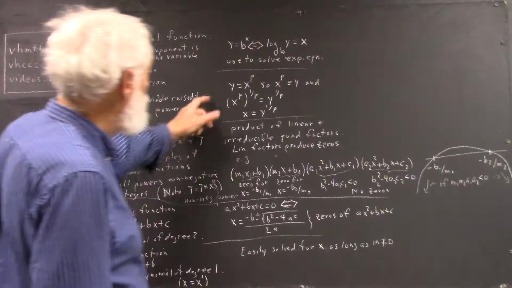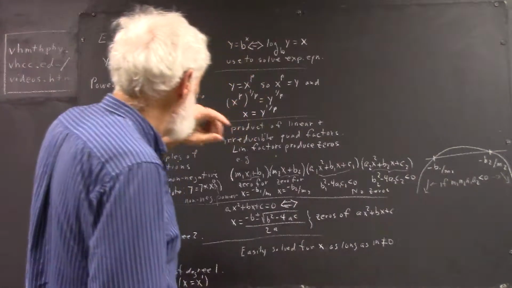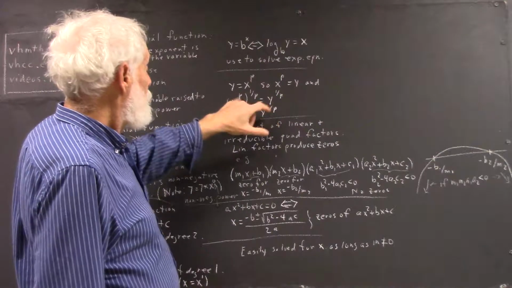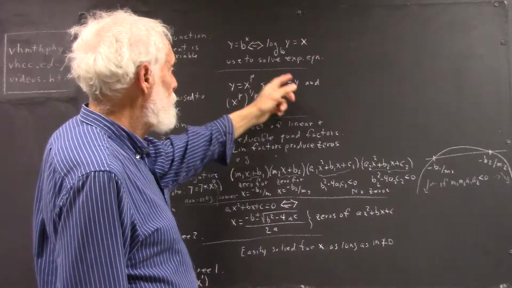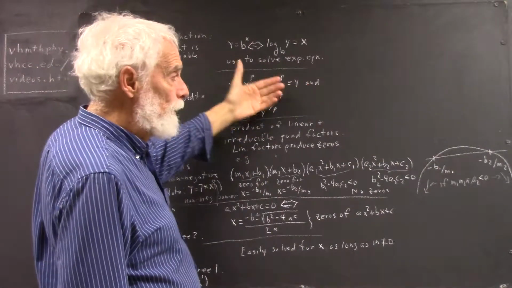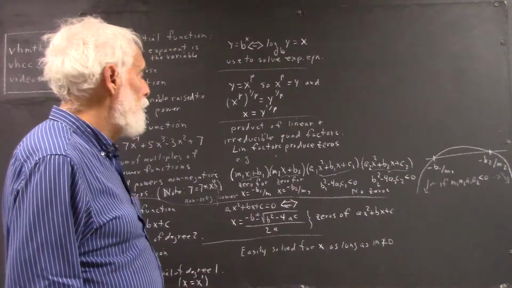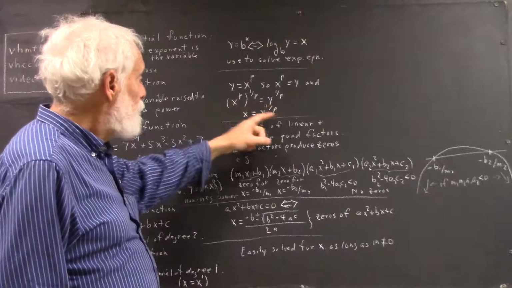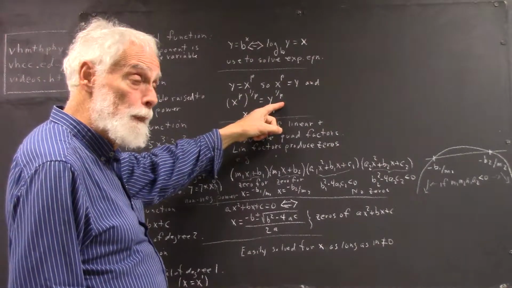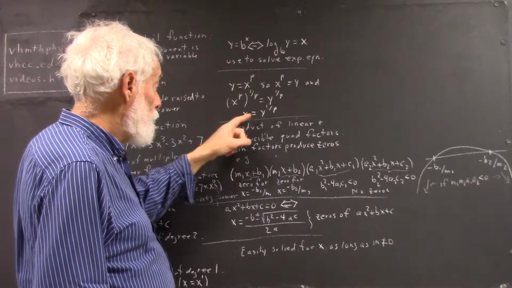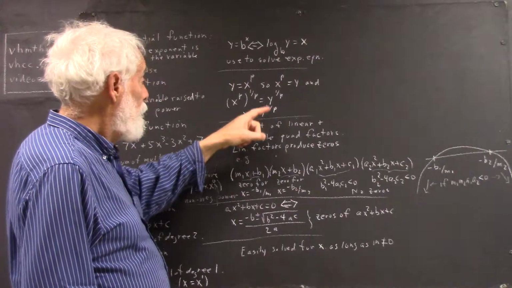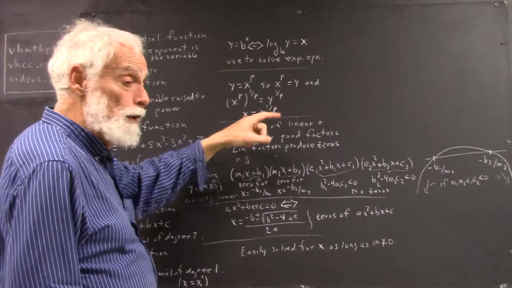If we want to solve y equals x to the p, well, first of all, let's just turn it around. x to the p equals y, because x is what we're trying to find. We'll put it on the left. So that if we raise both sides to the 1 over p power, x to the p raised to the 1 over p is just x. And that's then equal to y to the 1 over p.